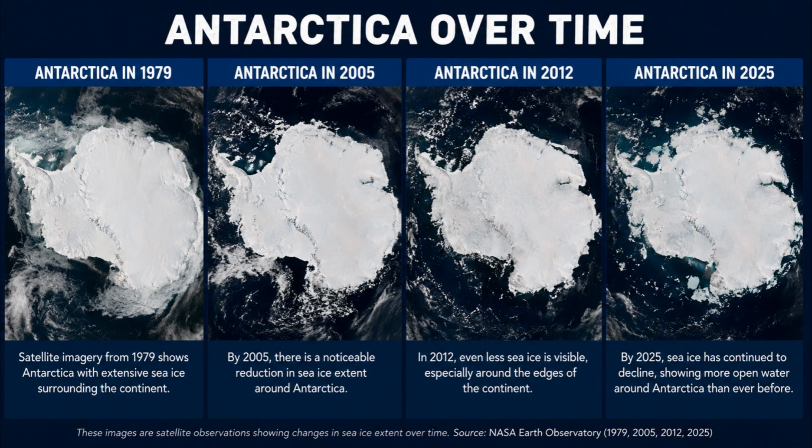Antarctica in 1979. Satellite imagery from 1979 shows Antarctica with extensive sea ice surrounding the continent. Antarctica in 2005. By 2005, there is a noticeable reduction in sea ice extent around Antarctica. Antarctica in 2012. In 2012, even less sea ice is visible, especially around the edges of the continent. Antarctica in 2025. By 2025, sea ice has continued to decline, showing more open water around Antarctica than ever before.